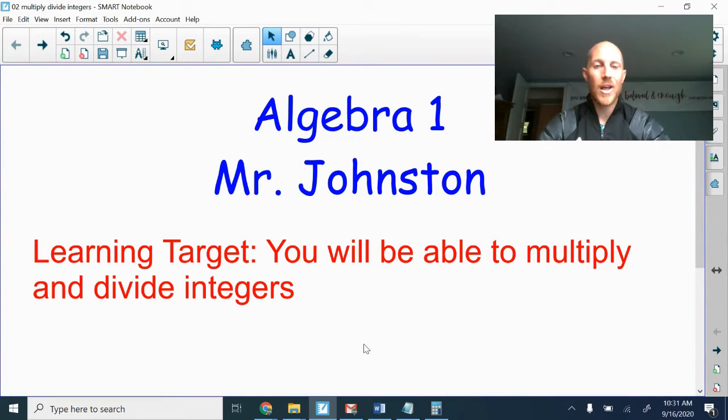Hey, algebraists. Today we're going to take a look at multiplying and dividing integers. So last couple of days we've been adding and subtracting integers. So we're going to move on to multiplying and dividing.